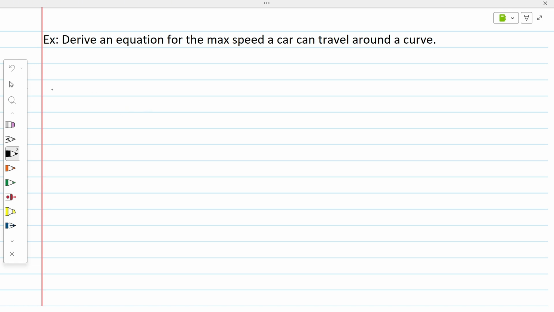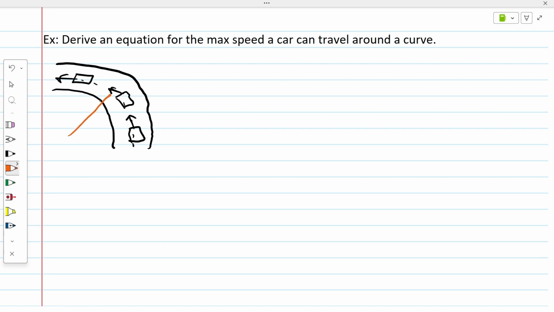So let's do a little picture of what this will look like. Let's say we have a curve here, like this. This is like a road, right? And so there's a car that's traveling around this curve like this. So we want to know, given the radius of the curve and the coefficient of friction, which we'll see is static, and I'll show why it's static, what is the max speed that this car can travel, because it's traveling with some velocity. So how are we going to figure this out?